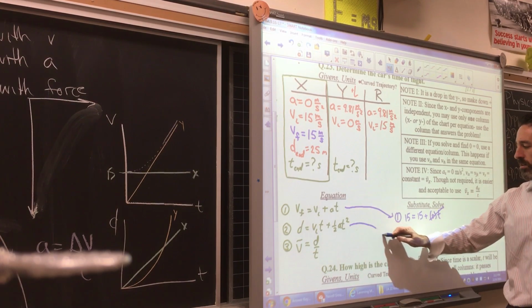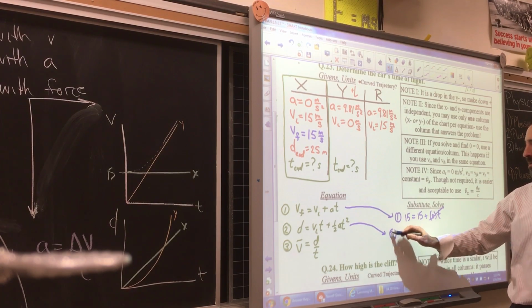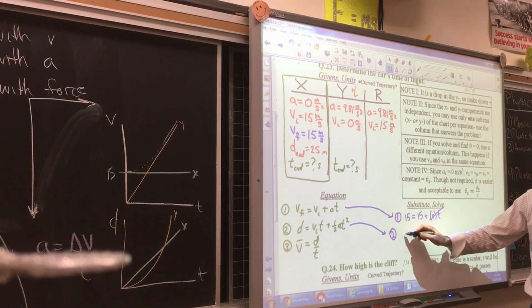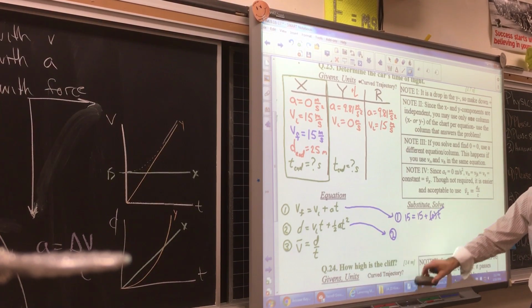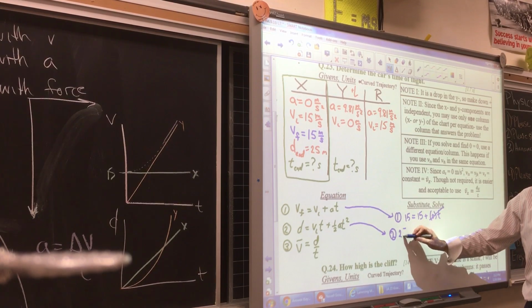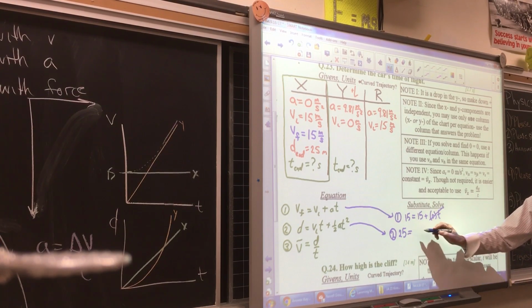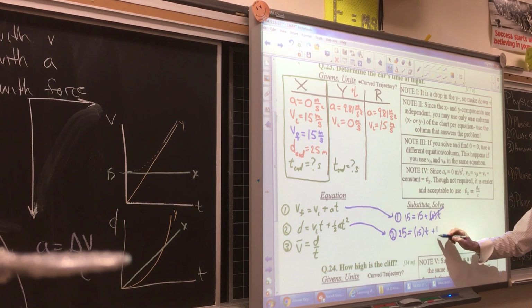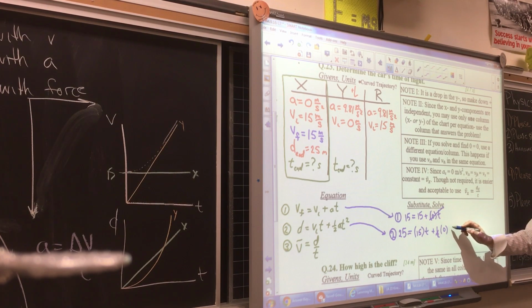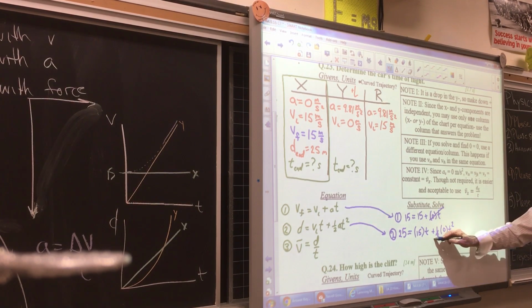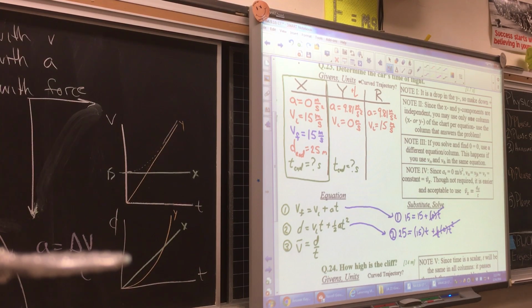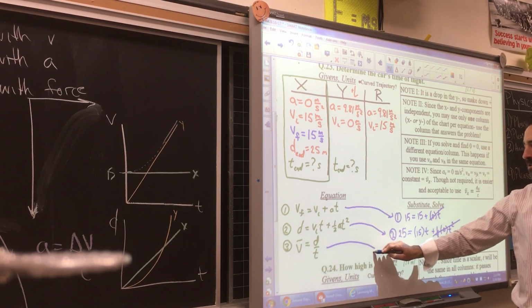Let's try number 2. Let's substitute this one. This one actually is already set. Oh no, actually it's not. D equals, my mistake, replace that with 25 equals VI 15 times T plus 1/2 acceleration is 0 times T squared. What happens to this whole term? Gone. Multiply by 0, the whole term's gone. Nothing remains. And then we come to choice 3.